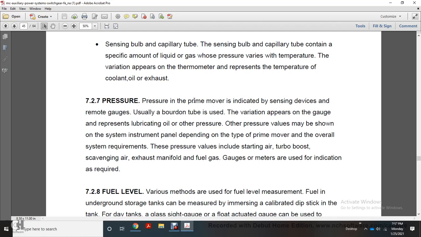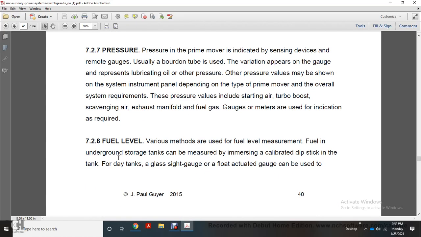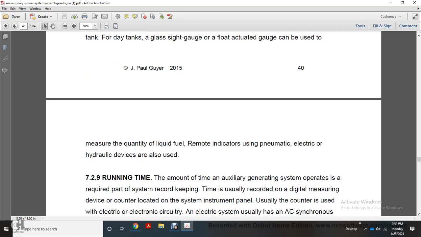Pressures in the primary mover are indicated by a sensing device and remote gauge with a bourdon tube, whose variation appears on the gauge as a representation of lubricating oil pressure. Other pressure values may be shown on the system instrument panel depending on the type of primary mover and overall system requirements. These pressure values include starting air, turbo boost, scavenging air, exhaust manifold, and fuel gas gauges. Gauges are used for indication of the required fuel level, and various methods measure it. Fuel in an underground storage tank can be measured by immersing a calibrated dipstick into the tank. For day tanks, a glass sight gauge and a float-actuated gauge can be used to measure the quantity of liquid fuel. Remote indicators, pneumatic and electrohydraulic devices are also used.